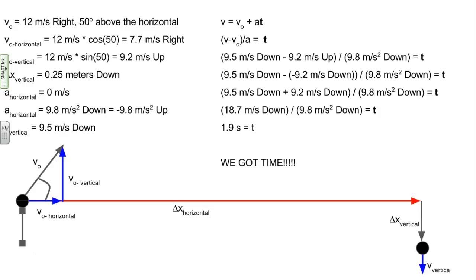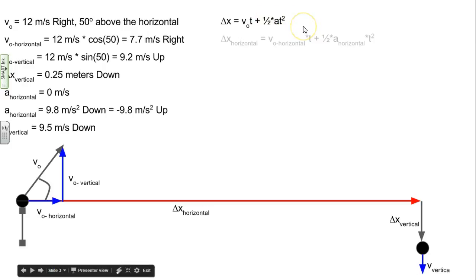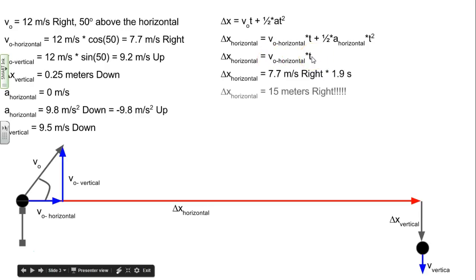And then, like we said before, we are able now to plug time into this equation for displacement. We know that horizontal acceleration is equal to 0, so all we care about is horizontal velocity and time, and those will lead us to our horizontal displacement. 15 meters to the right. Awesome. So you can see breaking stuff up into components makes our life real easy for doing these calculations that are otherwise weird, where stuff's flying off at angles.